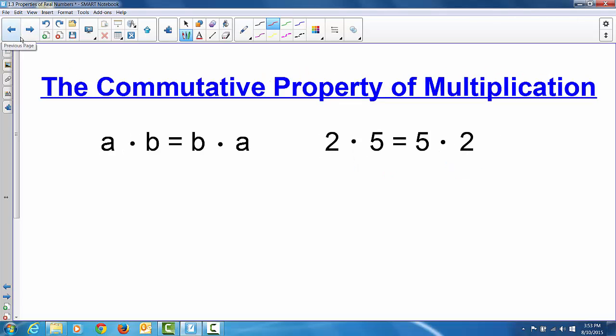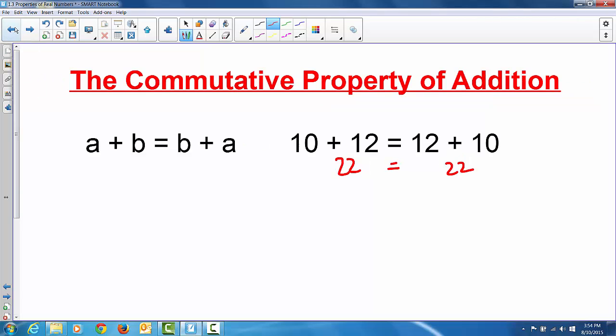The same thing applies to multiplication. The commutative property of multiplication says that you can multiply things in any order that you want to. You can multiply A times B or B times A and you're still going to get the same answer. For example, 2 times 5 is 10. 5 times 2 is 10. Same answer. See, so it doesn't matter in addition or multiplication in what order you do the addition or multiplication.